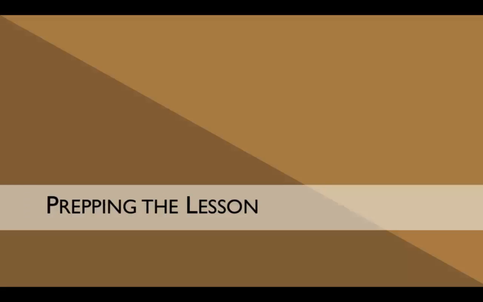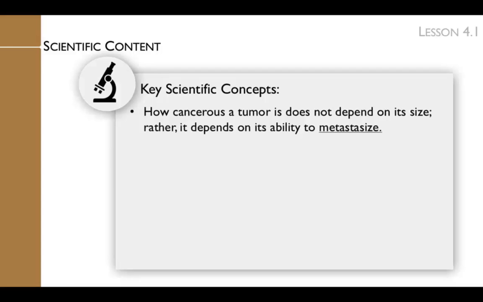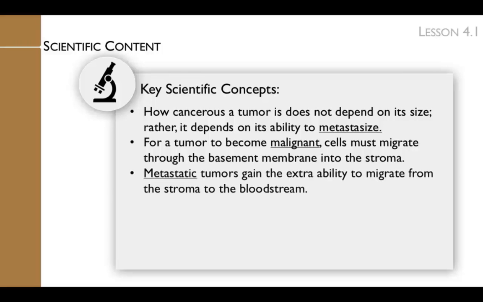To prepare for this lesson, you'll need to review the following key scientific concepts that will be presented throughout the lesson. How cancerous a tumor is does not depend on its size. Rather, it depends on its ability to metastasize. For a tumor to become malignant, cells must migrate through the basement membrane into the stroma. Metastatic tumors gain the extra ability to migrate from the stroma to the bloodstream.